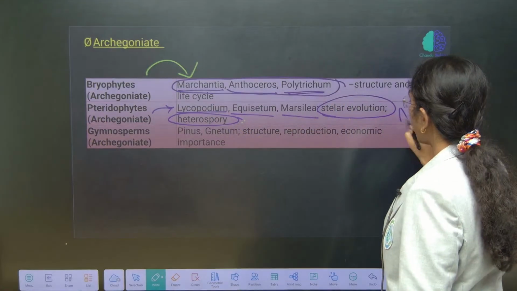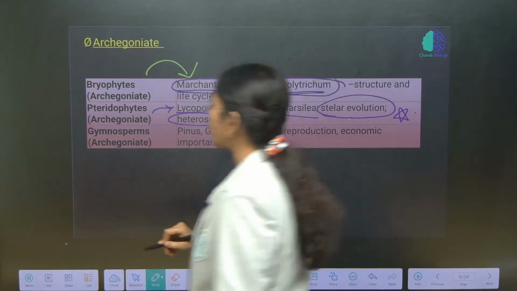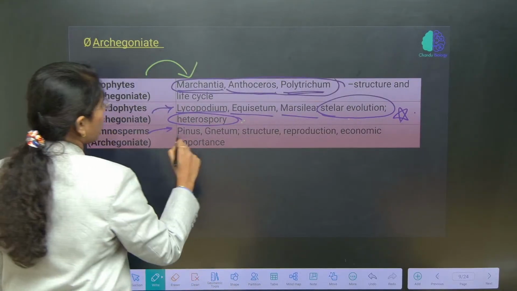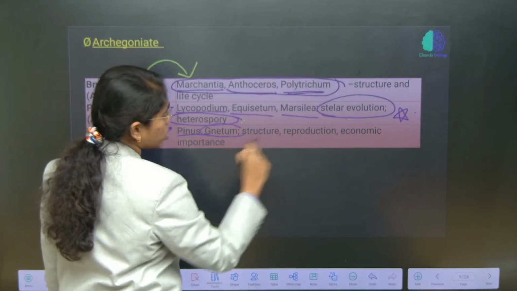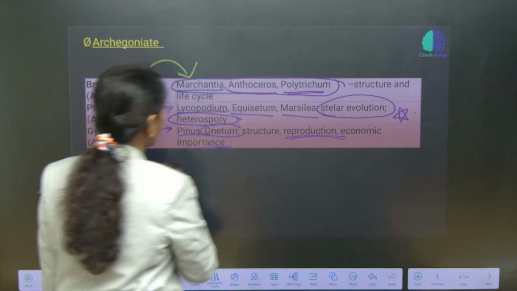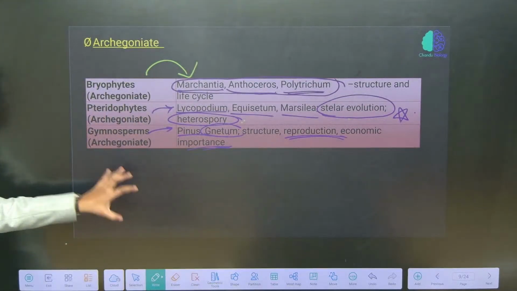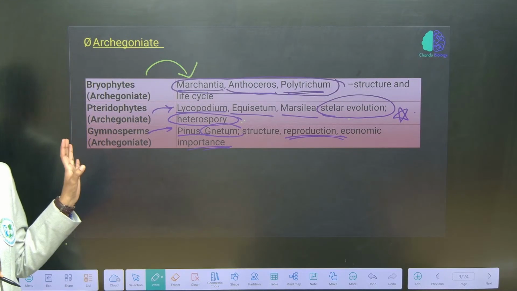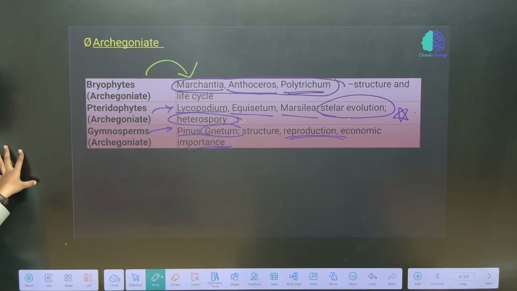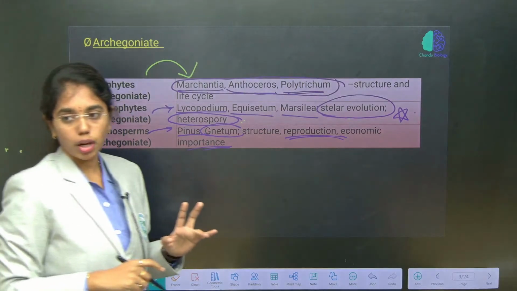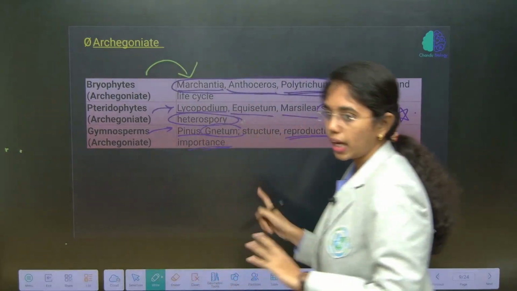Fine, right? Next, gymnosperms. Under gymnosperms, you see Pinus, Gnetum structure, its reproduction and economic importance. These are the concepts to be highlighted under gymnosperms. Clear till here, right? Mycology, phytopathology and archegoniate, till here it is clear.